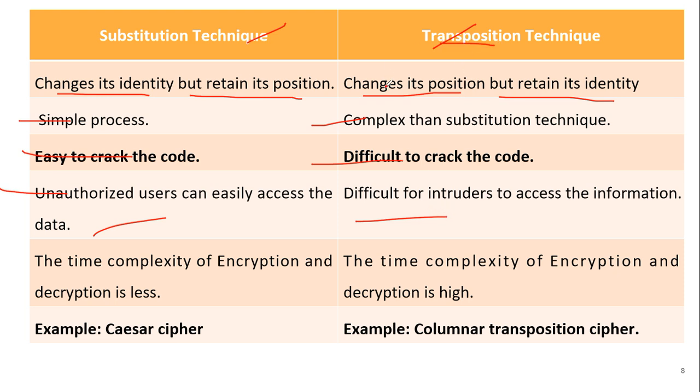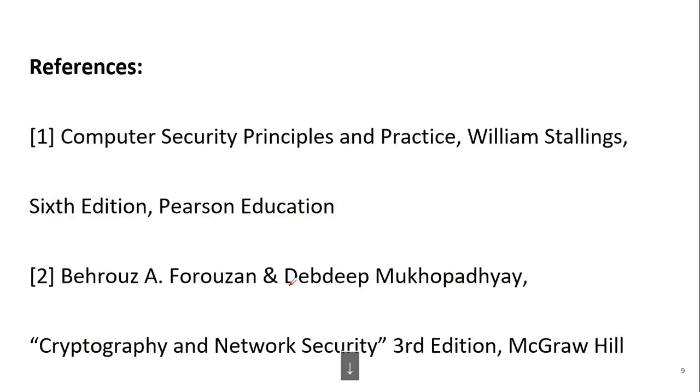Transposition techniques look simple, but when we apply row wise and column wise transposition techniques n number of times, at that time they become difficult to break. The time complexity of encryption and decryption is less in substitution, but here it is more. Examples of substitution are Caesar cipher, Hill cipher, monoalphabetic and polyalphabetic, and examples of transposition are columnar, rail fence, and then words arranged in a different order, for example zigzag, spiral order. So all are nothing but transposition techniques. So this is all about both methods, transposition and substitution techniques.